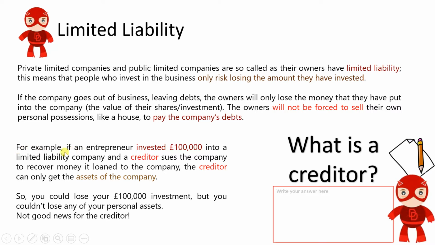For example, if an entrepreneur invested £100,000 into a limited liability company and the creditor sues the company to recover the money it loaned to the company, check that word out, the creditor loans the company money, the creditor can only get the assets of the company. So you could lose your £100,000 investment, but you couldn't lose any of your personal assets. Not good news for the creditor. I'm sure they want their £100,000 back.